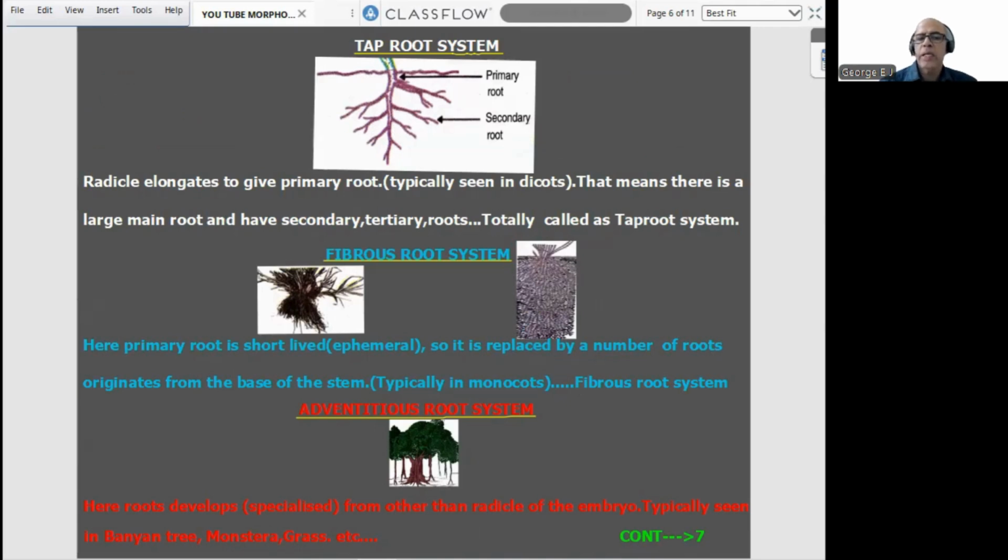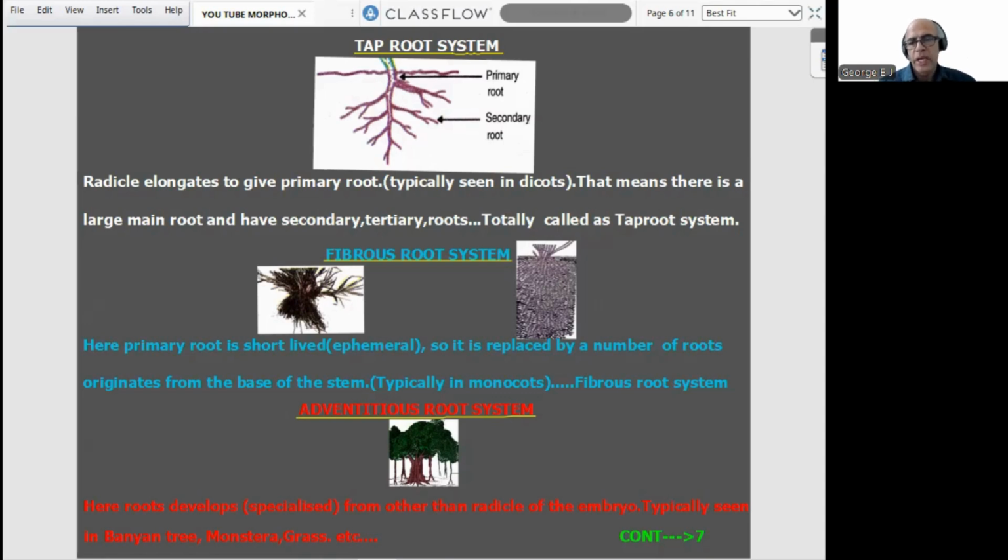The second type of root system is called the fibrous root system. Here, the primary root is short-lived. Short-lived has another typical term: it is called ephemeral. In NCERT, in many areas you can find the term ephemeral. Ephemeral means short-lived. So when the primary root is gone, the plant has to survive. So it is replaced by a number of roots originating from the base of the stem. Typically in monocots, we can find that; that is called the fibrous root system.